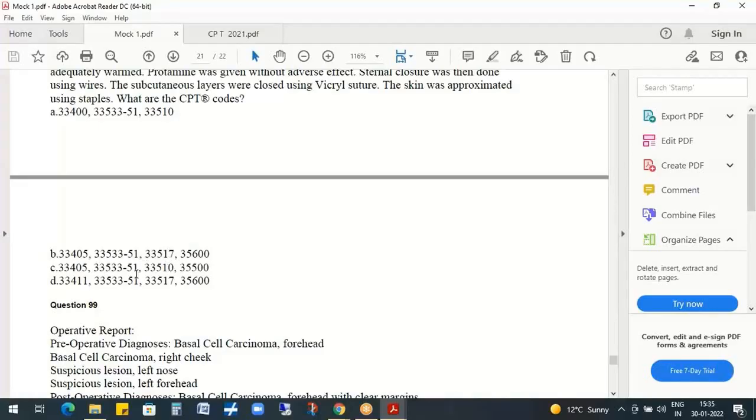Now you can see here, as we discussed in CABG, two primary codes will never be coded together. 33533 and 510 will never be coded together. Artery, vein. For vein, we always need to use the add-on code. Try to recall that rule. Yes or no? Yes, sir. Then what is your answer? B is the answer.